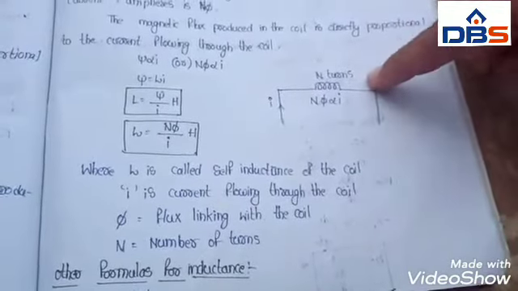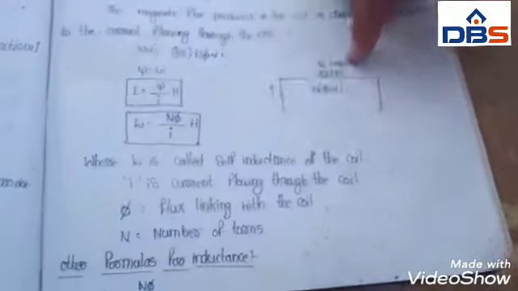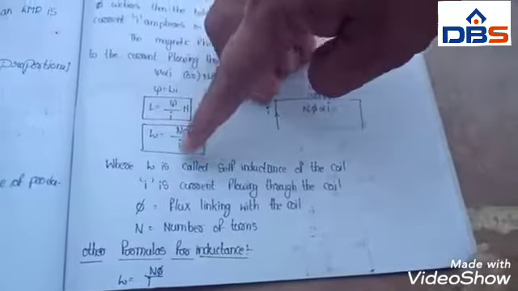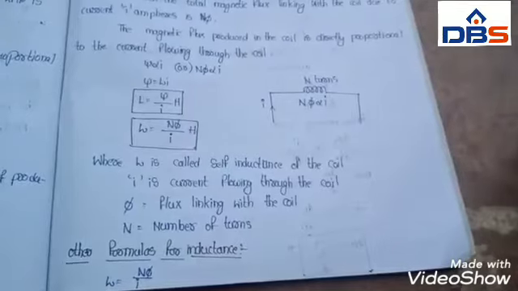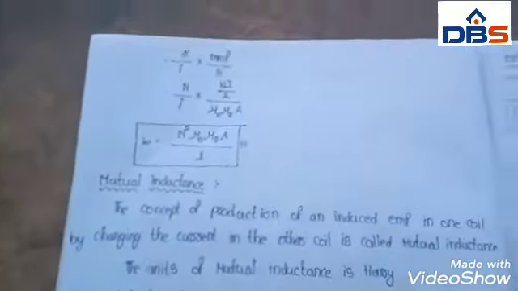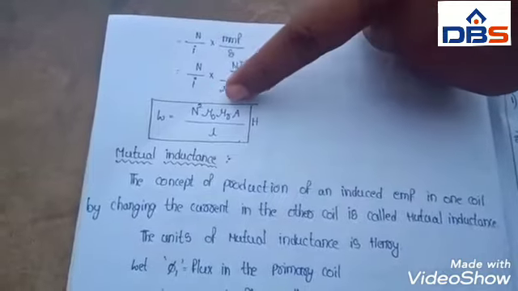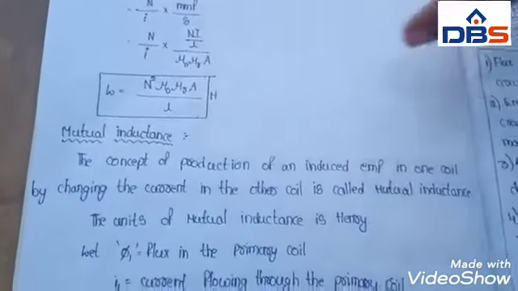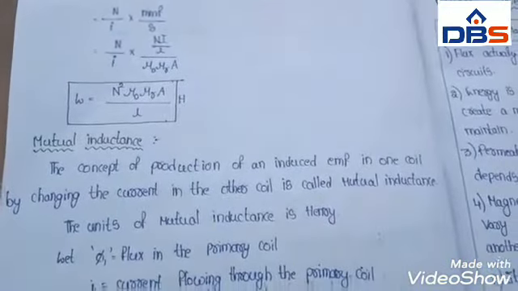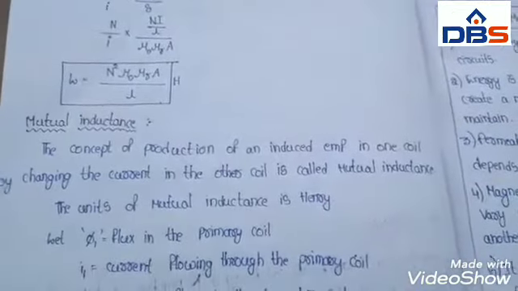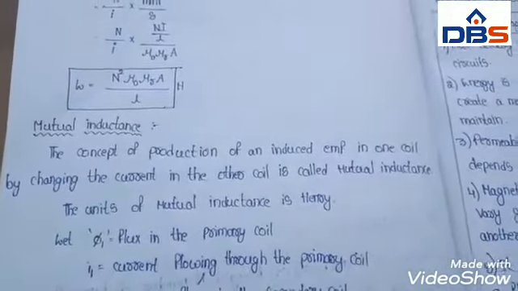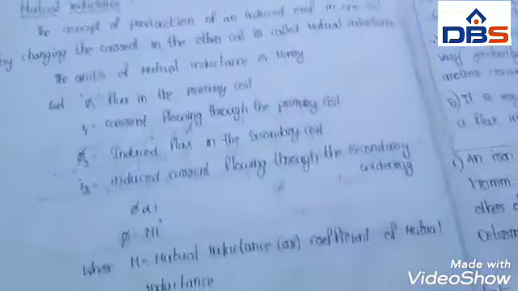So psi is nothing but N phi. So that's why L is equal to N phi by I. That is the self inductance. Another formula for inductance, in terms of L, is L is equal to N squared mu 0 mu r A by l. So inductance is always inversely proportional to length and directly proportional to the area of cross section of the coil. Next term is mutual inductance.